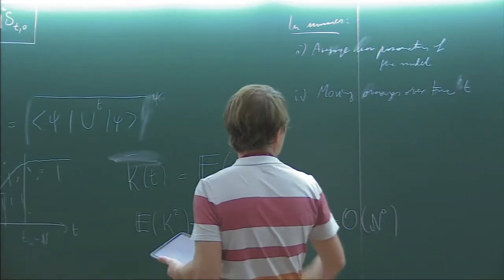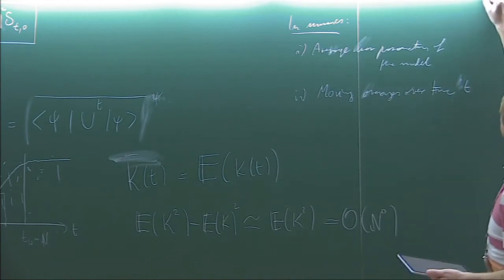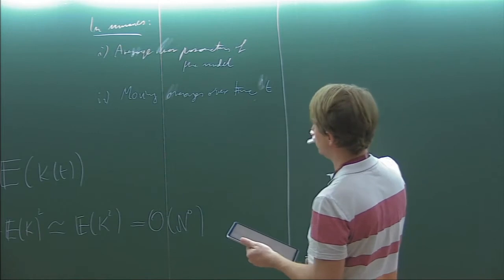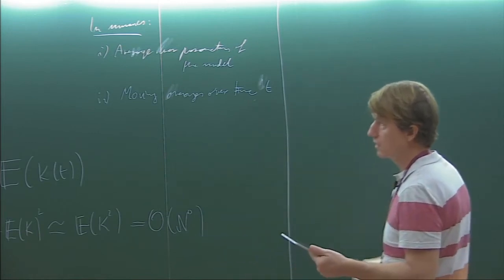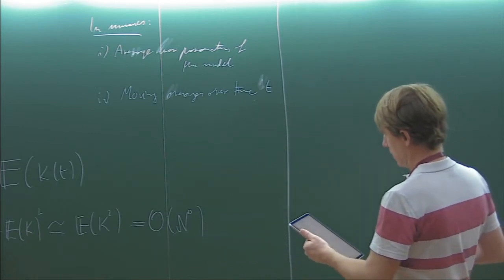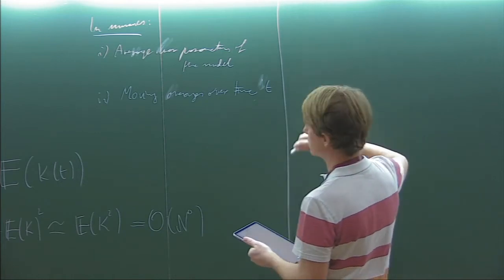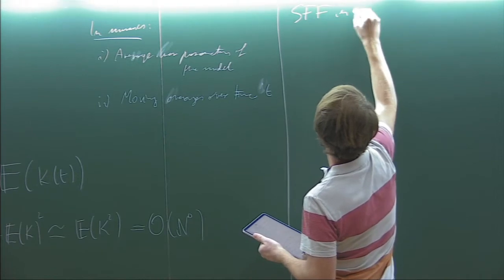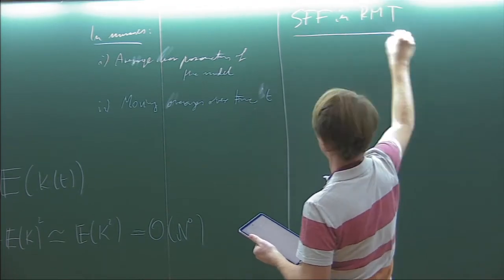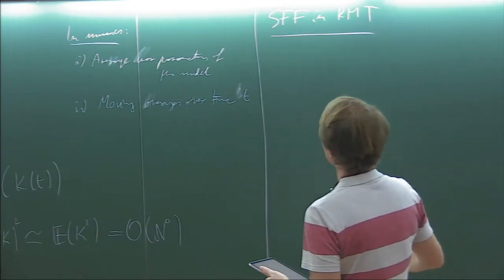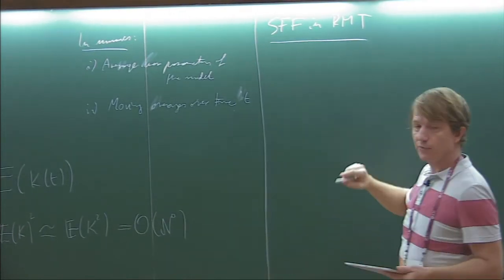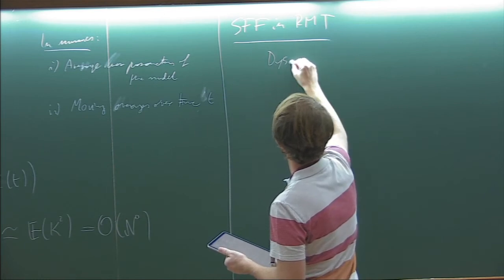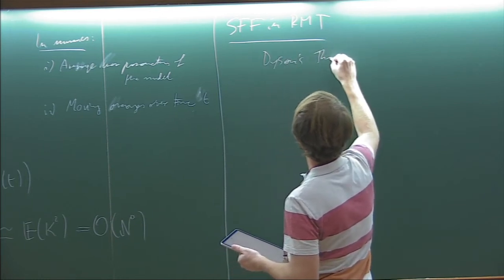Okay, so this was one thing. The next thing, before we go to dynamical systems, we should still make a brief reminder of how this spectral form factor looks in random matrix theory. So again, I will look now at the spectral form factor in circular ensembles, in the so-called Dyson's way.